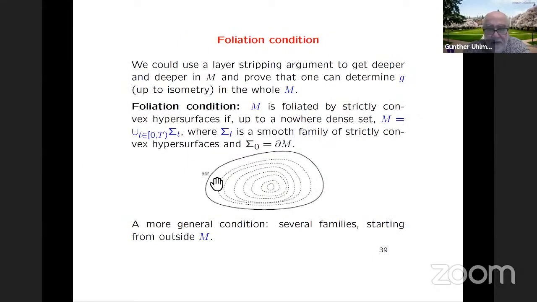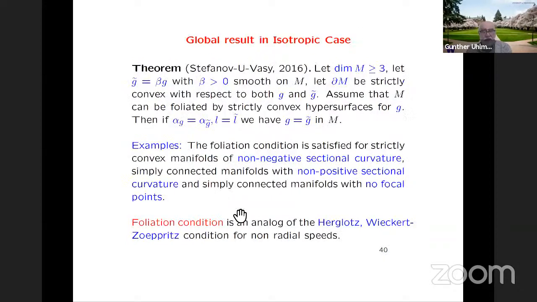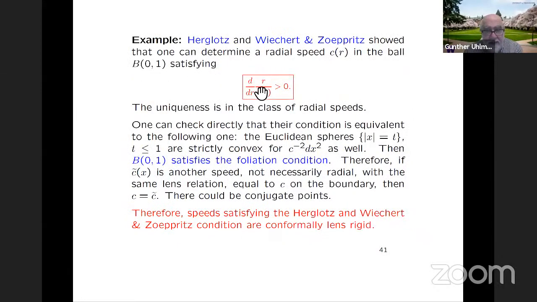It also covers a simply connected manifold with non-positive, negative sectional curvature, and no focal points. But an interesting observation is this is really an analog of the Herglotz and Wiechert condition that I mentioned before. Remember, the Herglotz and Wiechert condition in the radial case is that the derivative of the radius over the sound speed is positive. This is an increasing function. So the sound speed is increasing with depth. And then they solve the problem in this case.